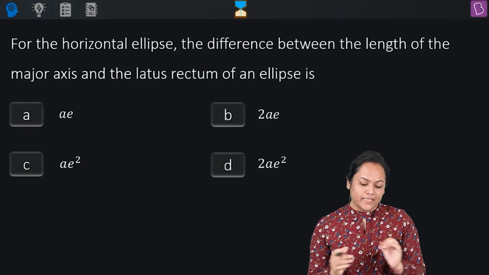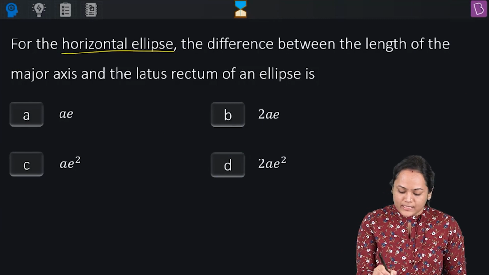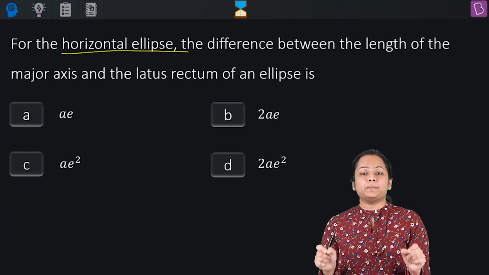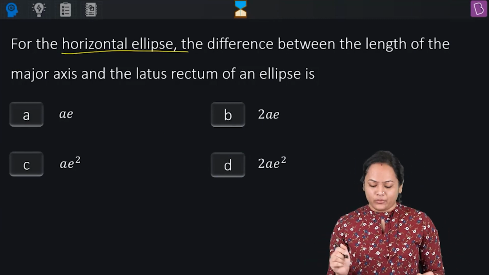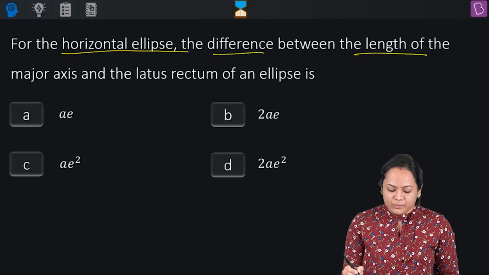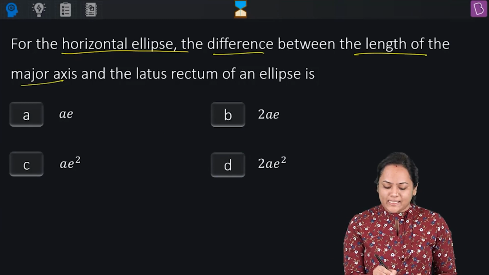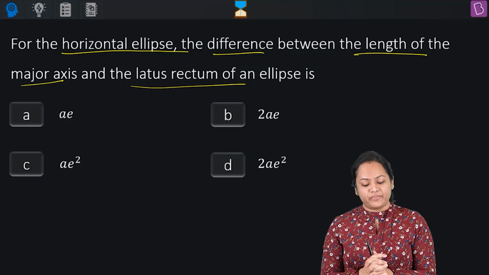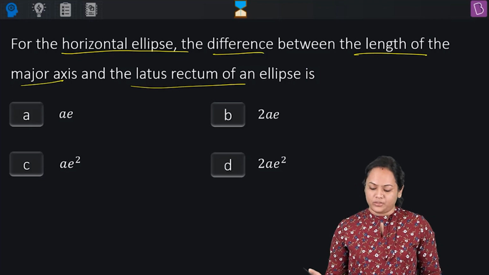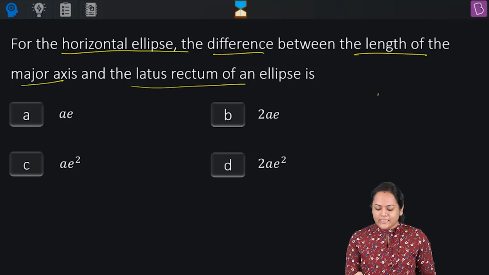In this question, they have asked for the horizontal ellipse. Horizontal ellipse means a is greater than b, right? The difference between the length of major axis and the latus rectum of an ellipse is, they have given us 4 options here. Okay, now let's take the standard ellipse.